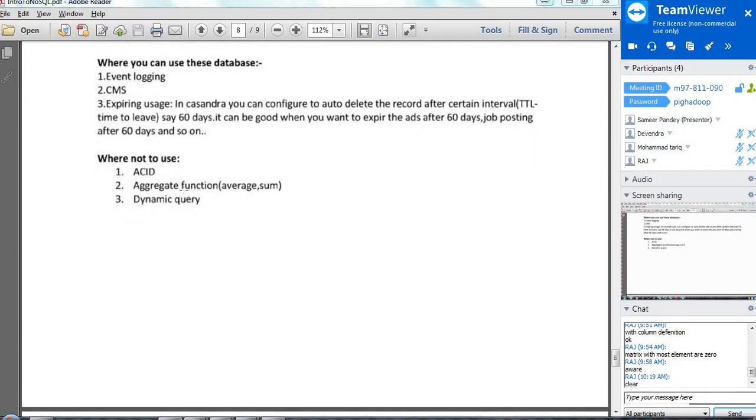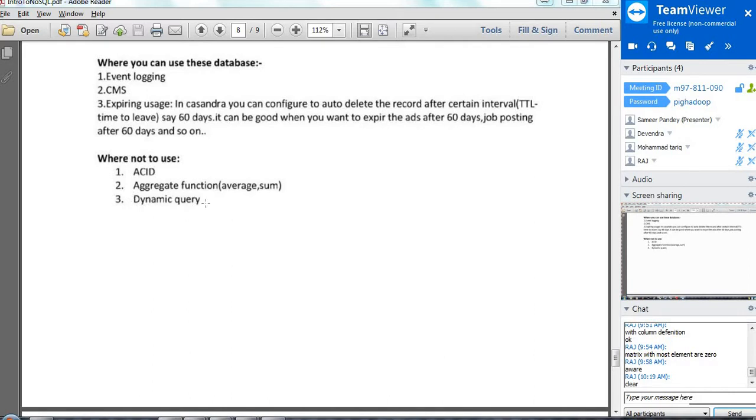Aggregate functions you cannot use. Aggregate functions are one of those operations that really impact performance. It's not a very easy thing. It actually works on the whole data set, like average and sum, so it usually takes a lot of time. So we cannot use aggregate functions. Well, we can use them, but it's not ideal.